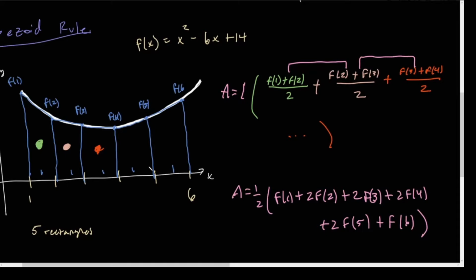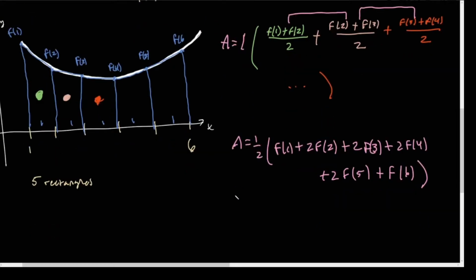X squared minus 6x plus 14. You can put this in your calculator and you can just ask it. You can literally ask your calculator, what is f of 1? If you need help with this, let me know. So f of 1 is 9.